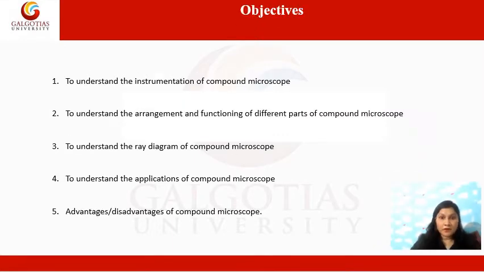The objectives of today's lecture are to understand the instrumentation of compound microscope, to understand the arrangement and functioning of different parts of compound microscope, to understand the ray diagram of compound microscope, how a compound microscope enlarges and magnifies the image of the object in better resolution. After that, you should be able to understand the application, advantages and disadvantages of compound microscopes.